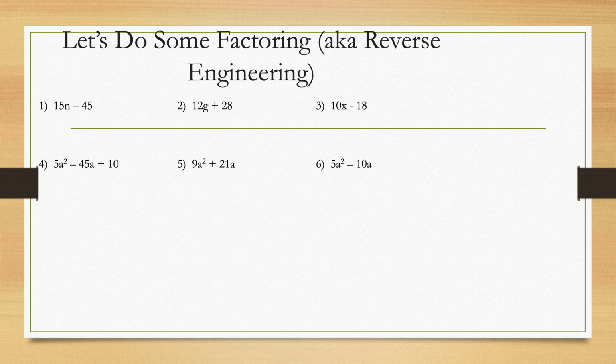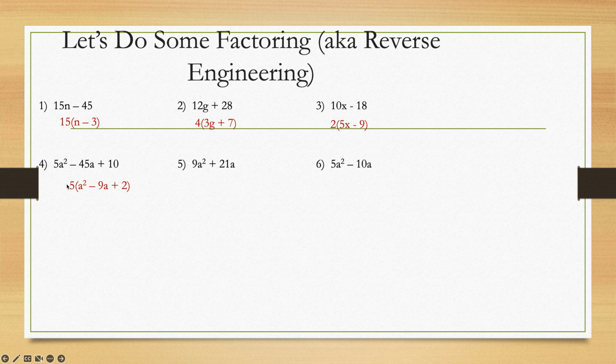Okay, so in the first case, we're going to factor out a 15. That leaves 15 times n minus 3. In number 2, the greatest common factor is a 4, so let's factor that out. That leaves us with 3g plus 7. Number 3, the greatest common factor is a 2. That leaves me with 5x minus 9. Number 4, they don't all share a's in common, so we can't factor out any a's, but they do share a 5. So that would be a squared minus 9a plus 2.